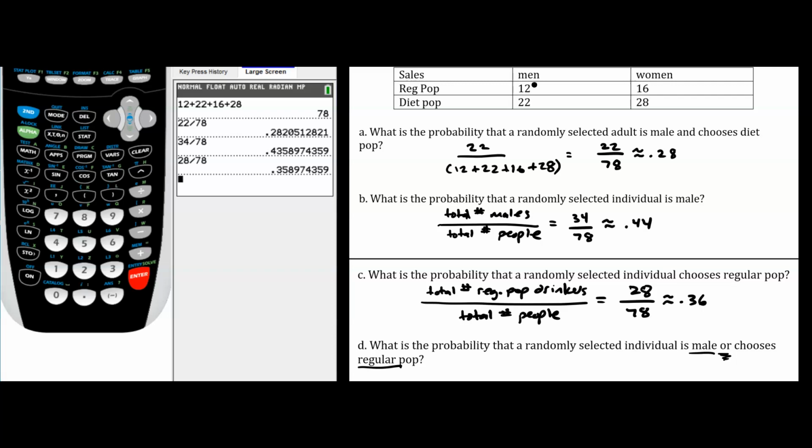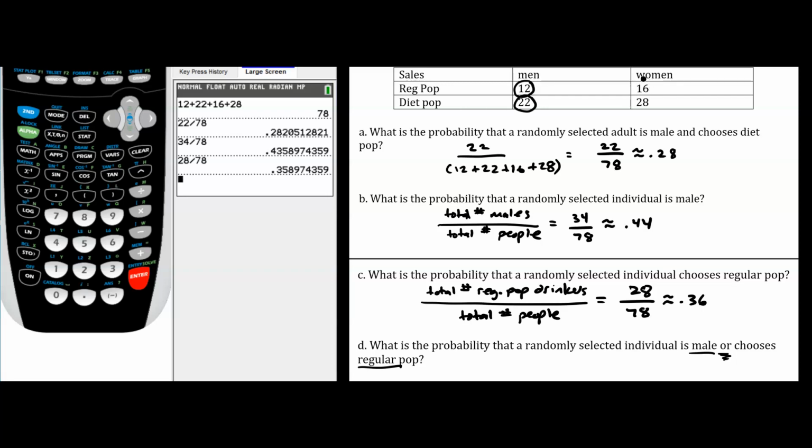Now it happens to be males who are regular pop drinkers, but the answer to the question of are these males or regular pop drinkers in terms of a yes, no, would be yes. And so we would circle that 12 right there. How about this 22? Are these 22 males or regular pop drinkers? Yes, they're not regular pop drinkers, but they are males, and so I would circle that one.